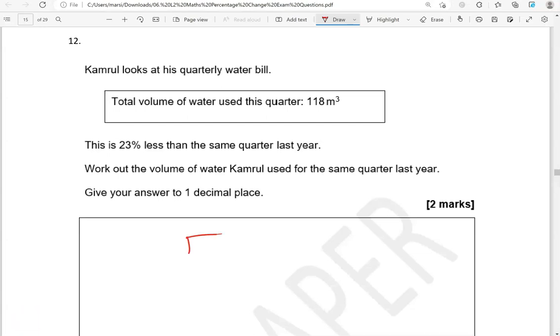So let's start by representing the original volume, which is 100%. And now we have a 23% decrease. So this year's volume of water is equal to 100 take away 23, which is 77%.